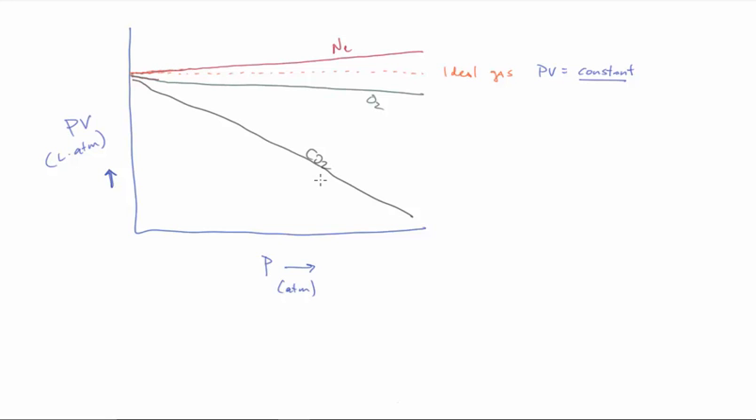And so why does CO2 deviate from that ideal behavior the most? It has to do with the molecular structure of carbon dioxide. Carbon dioxide is a heavier molecule. It has more electrons, right?